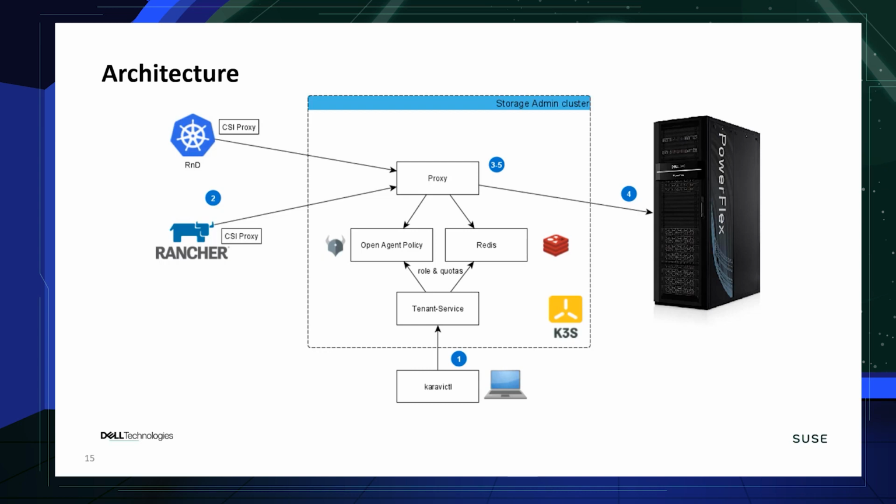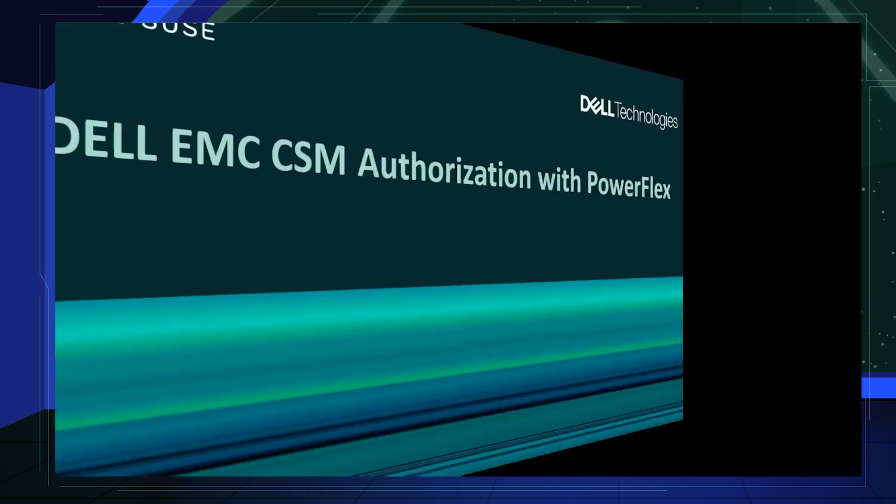A cluster requests to create or delete a volume or snap. The proxy intercepts the query and validates it. In case of success, the proxy forwards the request to PowerFlex, and in case of an error, we forward the error to the querier. In case of success, we return success and update the quota accordingly. Now, let's see a quick demo of how it works.